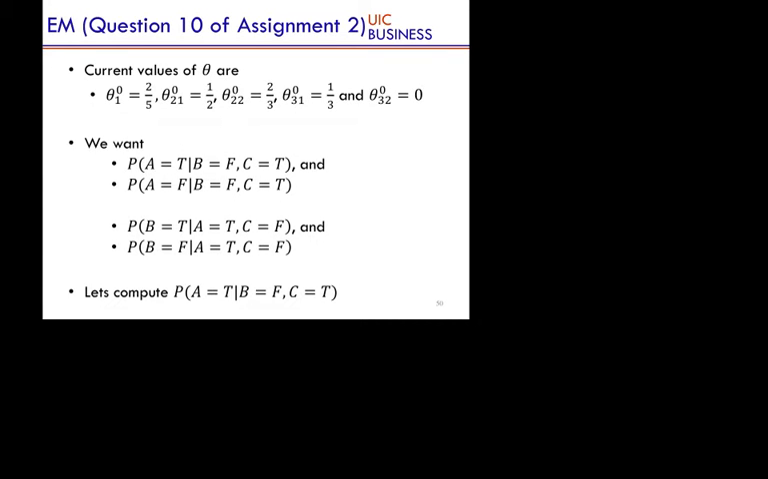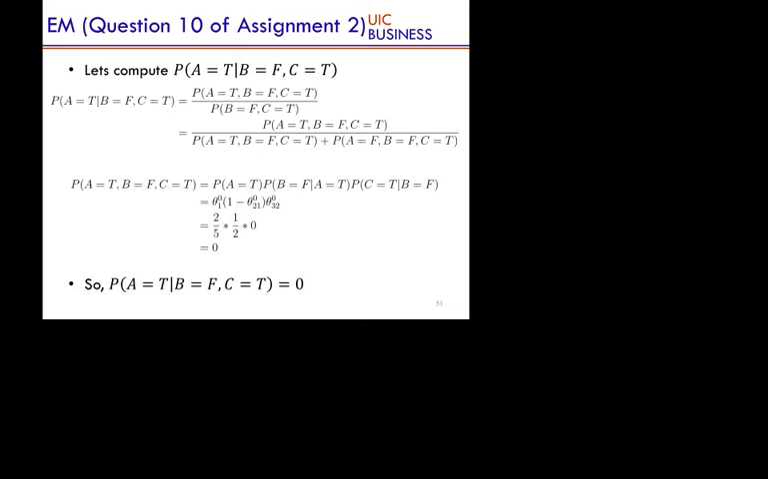So the current values of theta are these. I'm just rewriting them, and we want these conditional distributions. So let's just compute one of them, for completeness' sake: the probability of A is equal to true given B is equal to false and C is equal to true. That's just one. So I have the joint distribution with all the parameters, and I'm asking to evaluate a conditional distribution. That should be straightforward.